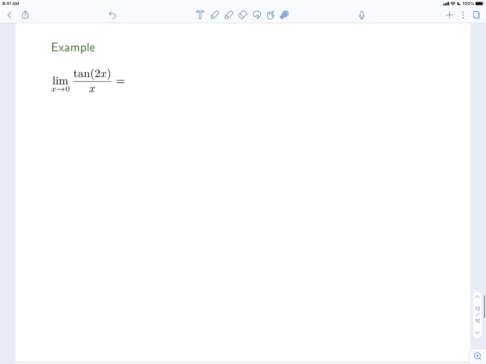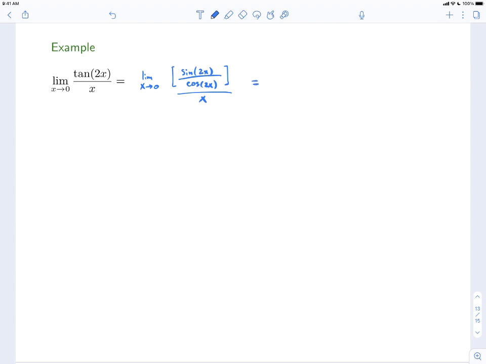For our next example, let's look at this one. The limit as x approaches 0 of tangent of 2x divided by x. So in this case, we're just going to rewrite tangent. So this is the limit as x goes to 0. Tangent is sine over cosine. So this is sine of 2x divided by cosine of 2x, and all of that is divided by x.